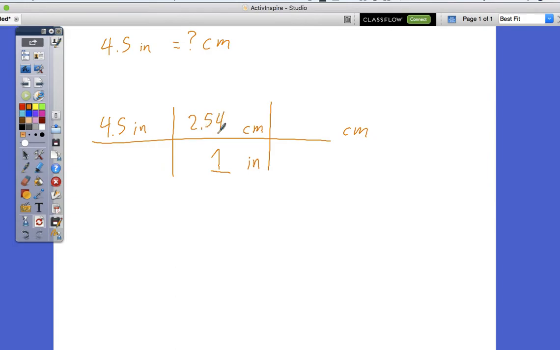2.54. 2.54. Okay, cool. So now, do we have this set up correctly? Yes. So can we get rid of inches now? Yes. So we got rid of inches. Life's good. Okay, do we have to put the 1 under here? Yes. We probably should, right? Because we know that's there. Okay. All right. So now 4.5 times 2.54.